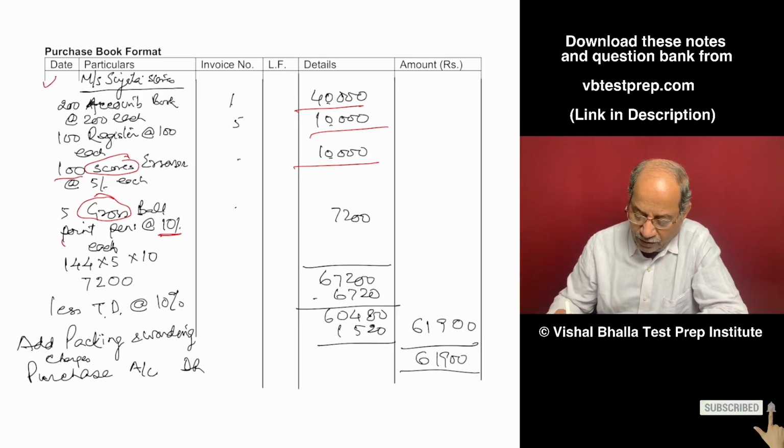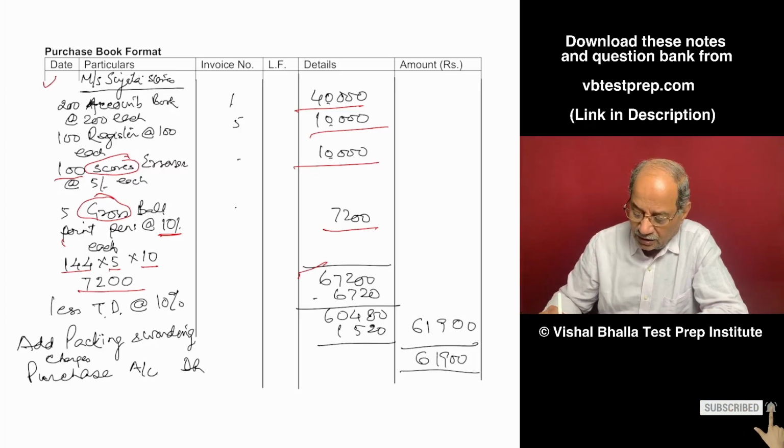First of all, 1 gross is 144 units multiplied by 5 gross multiplied by 10 each. So that will give you 7,200. So this is the cost of ballpoint pens. Now take the total of all these four. That comes to be 67,200.